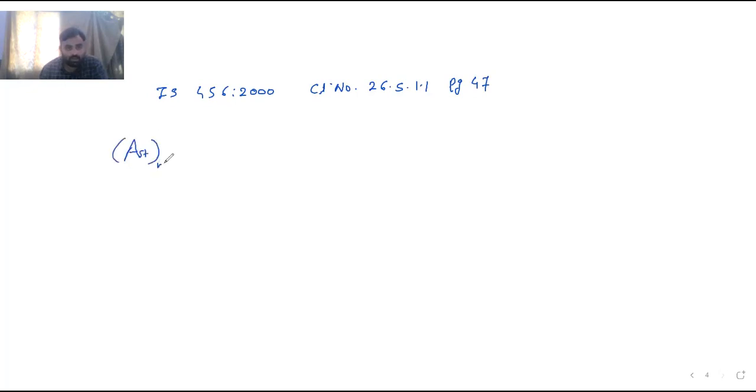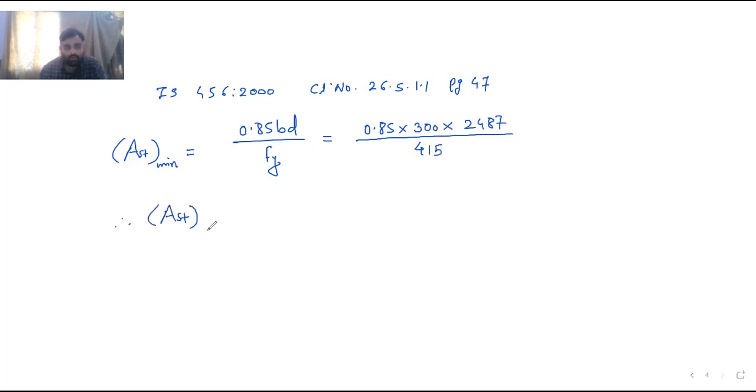AST minimum for this type of structure is 0.85 BD, you can refer the IS code, divided by Fy, which is equal to 0.85 into B is 300 into D is 2487 divided by 415. Therefore, AST minimum is equal to, calculate this now, AST minimum.